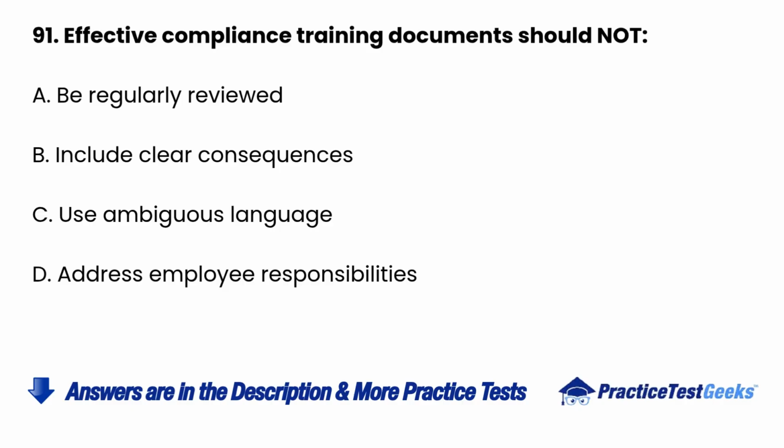91. Effective compliance training documents should not A. Be regularly reviewed. B. Include clear consequences. C. Use ambiguous language. D. Address employee responsibilities.